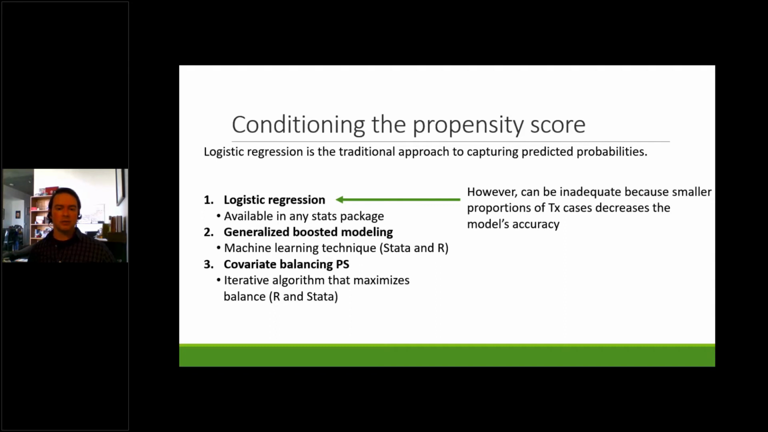A handful of scholars who use propensity scores often in their work have argued that logistic regression is no longer being used by academics and practitioners alike. And I'm afraid I have to share that I don't really share this perspective.